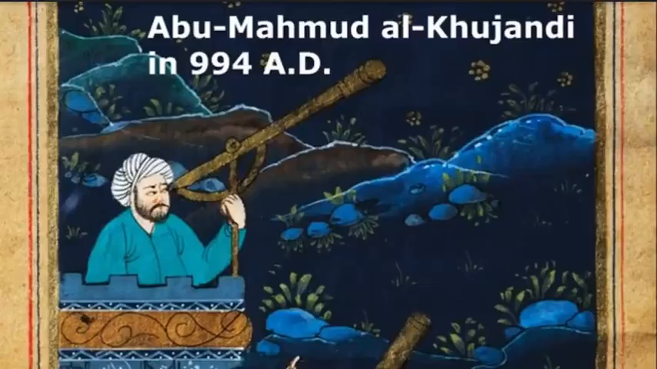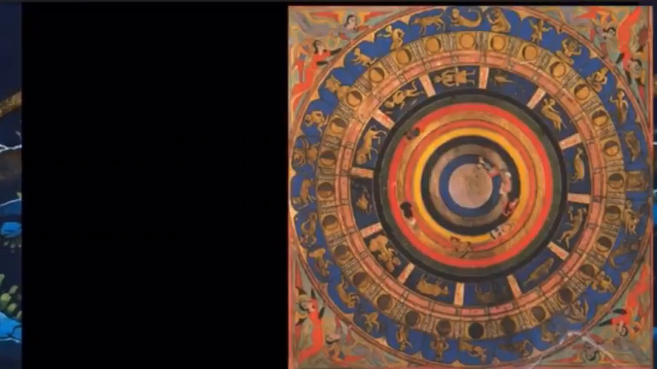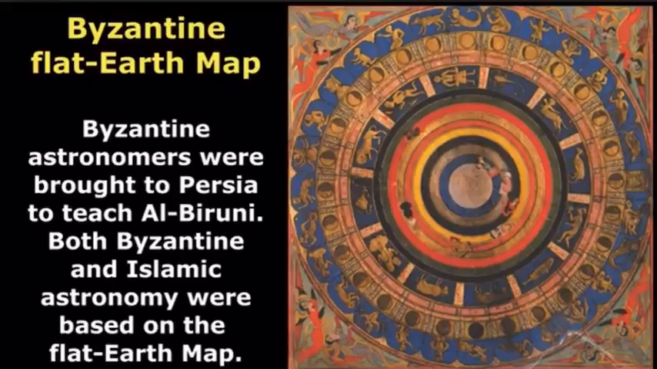The first known mural sextant was constructed in Ray, Iran, by Abu Mahmud al-Khujandi in the year 994 AD. To measure the obliquity of the ecliptic, al-Khujandi invented a device that he called the al-Fakhri sextant, a reference to his patron, the ruler Fakhr al-Dawla. Arab astronomers were heavily influenced by Byzantine astronomers. Al-Biruni, the creator of the flat earth map, was raised by Greek Byzantine astronomers who were brought to Persia to teach astronomy to Al-Biruni.